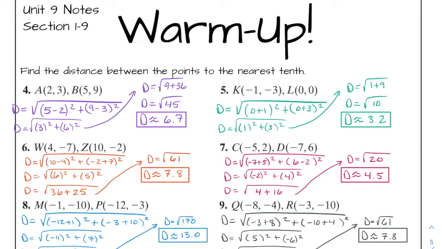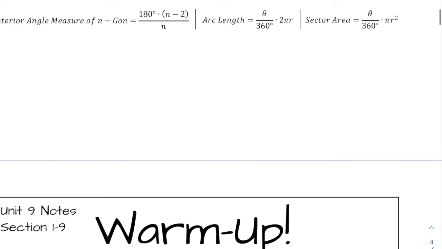So I did the warm up. You can pause the video at this moment and review all of your warm up. But it's just the distance formula. So I do want to go over something real quick.